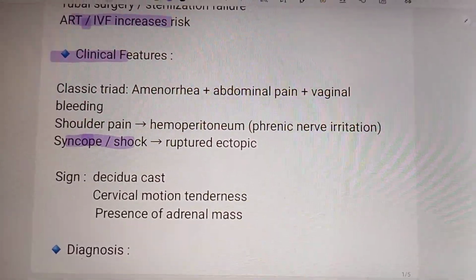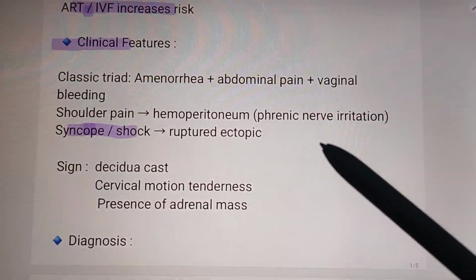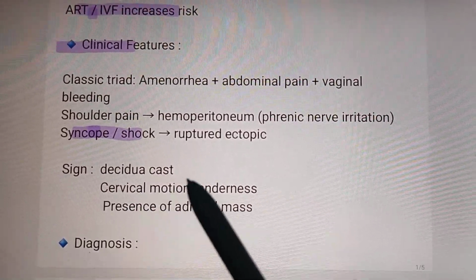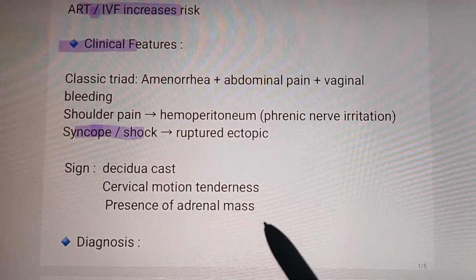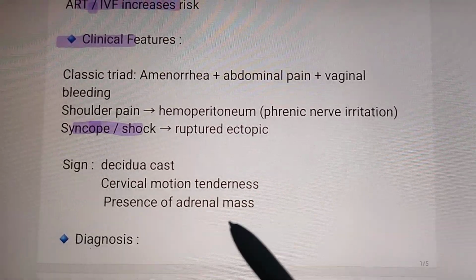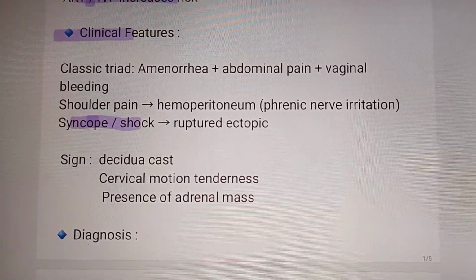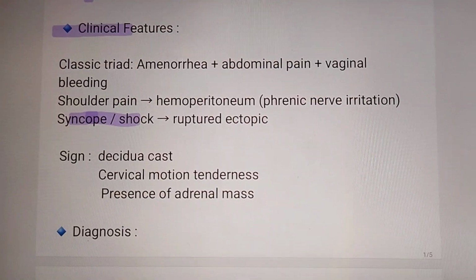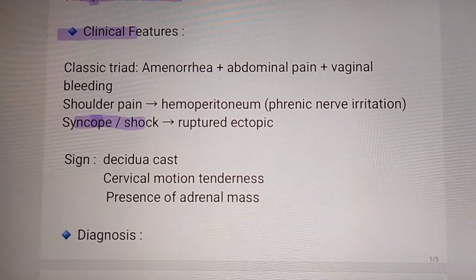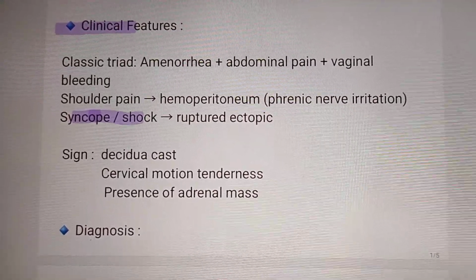In case of unruptured ectopic pregnancy, the pain occurs because of stretching of the fallopian tube. Then there are some signs: decidual cast, cervical motion tenderness and presence of adnexal mass. What is a decidual cast? In a patient of ectopic pregnancy, progesterone is present in very small amount, so the decidua is shed in the form of a decidual cast made of decidua vera. Then cervical motion tenderness: when you do a per vaginal examination and touch the cervix, the patient is going to wince in pain.